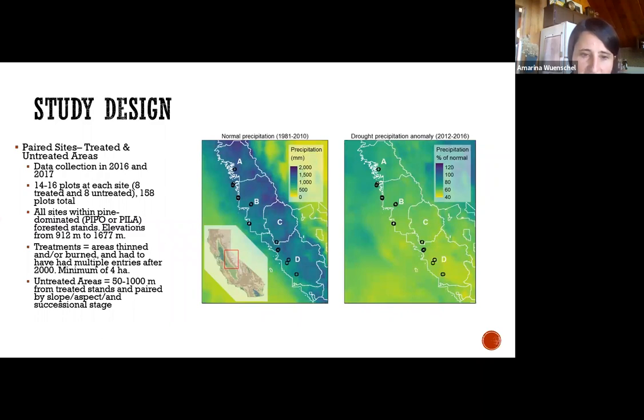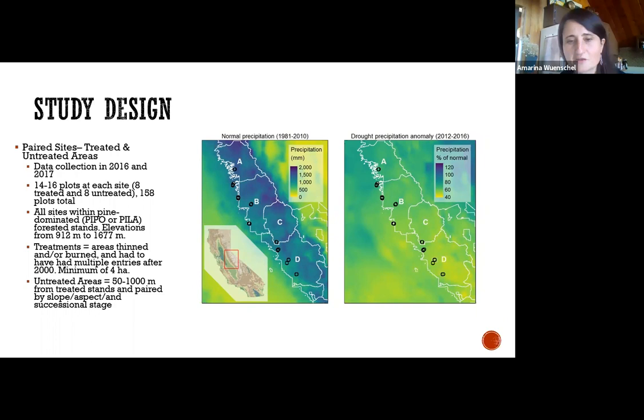So in terms of our study design, we had a paired design. So we had treated and untreated areas that were pretty proximal in space. We collected data in 2016 and 2017. So in order for a place to be considered treated, they had to have had multiple treatments since the year 2000. And so those treatments could have been areas that were thinned and or burned. And then we also had untreated areas, and those had to be similar in terms of slope and aspect and successional stage, and those kinds of things. And all of our plots were in areas that were dominated by pines. We had 14 to 16 plots at each site.